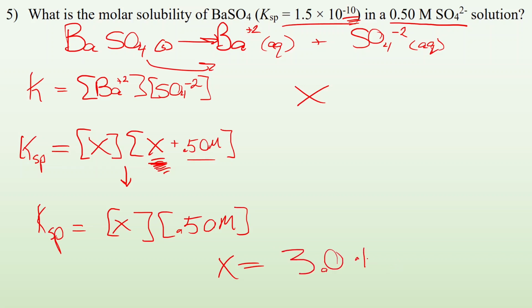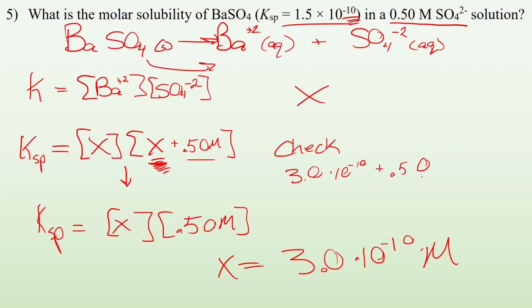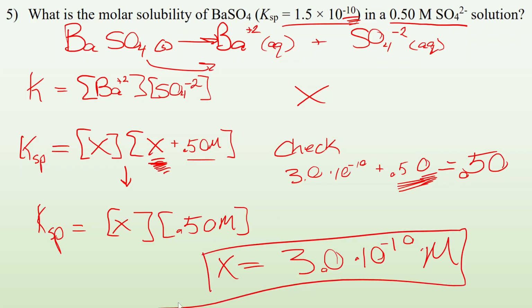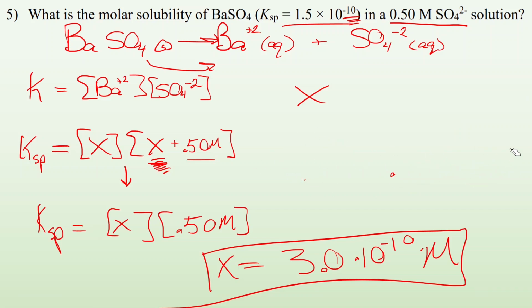3.0 times 10 to the minus 10 molar. And now I can check, did that assumption work? Well, let me do 3.0 times 10 to the minus 10 plus 0.50. I know 0.50 is a significantly bigger number than that, so that's still going to give me, when I round to sig figs, 0.5 molar. So that check works out. If it didn't, you'd have to use the quadratic. I think I have a problem in here where you have to do that, so I'm not going to work through it on this one.